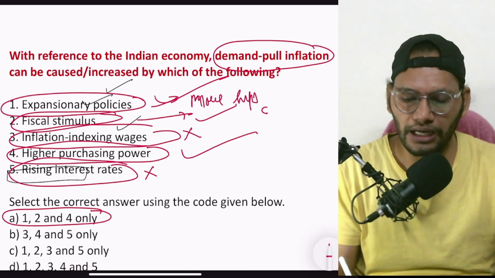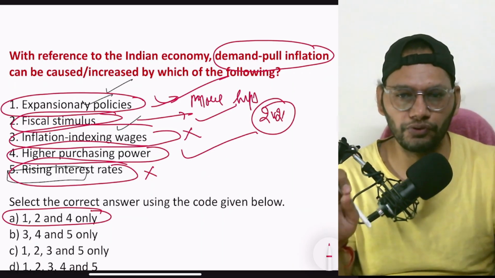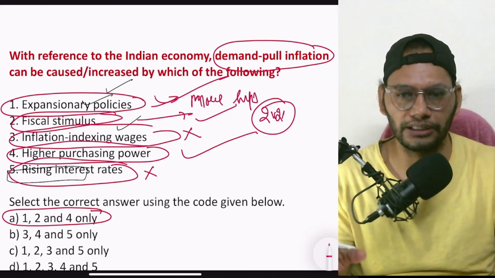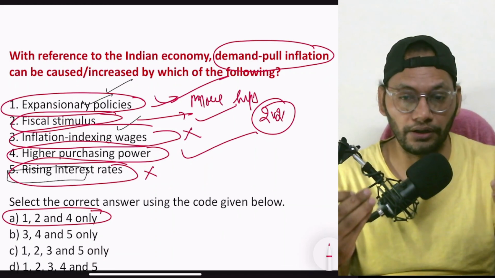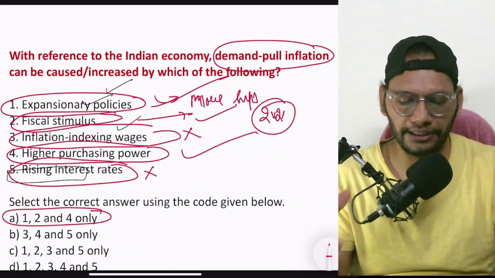And this question was asked in 2021 UPSC Prelims. It is a very conceptual based question. Nothing to write about it, nothing to memorize different kind of stuff. If you know the basics of the economy, then this question can be easily handled, right? I think you got the point now.